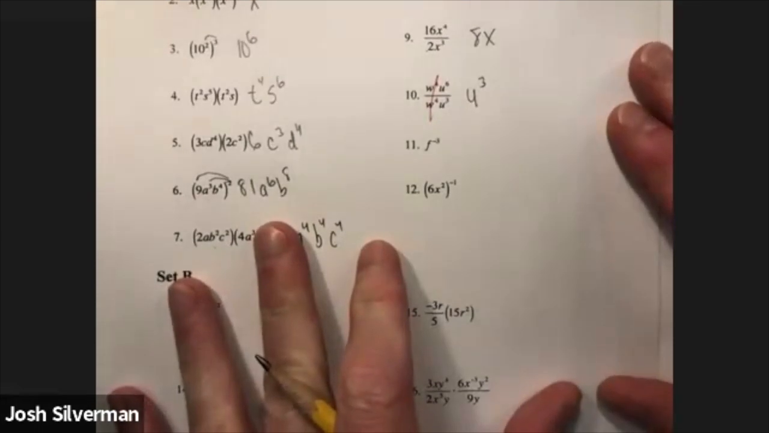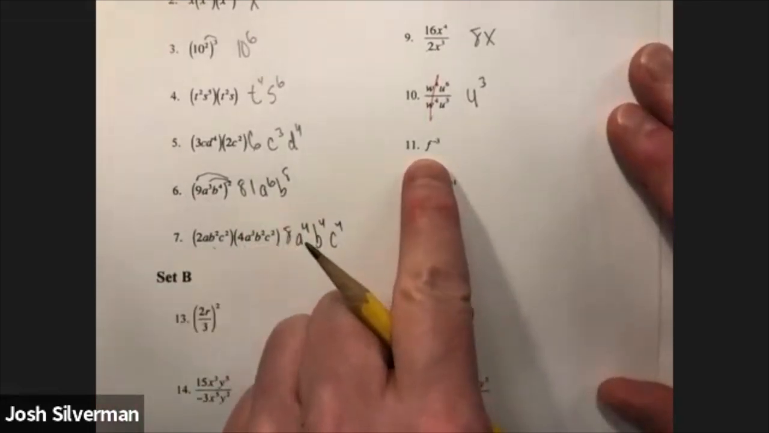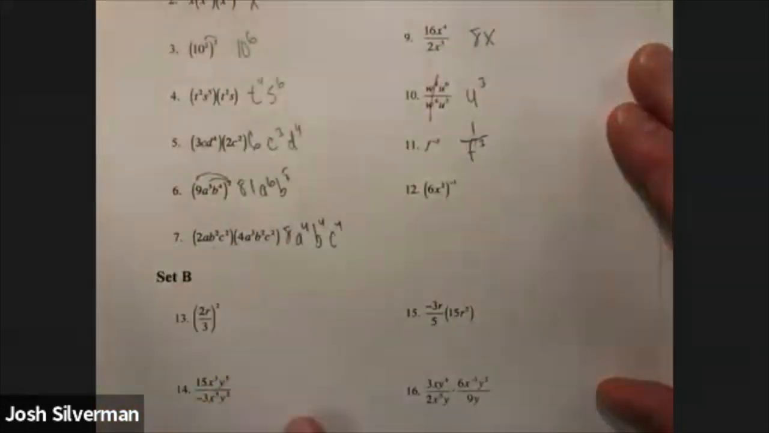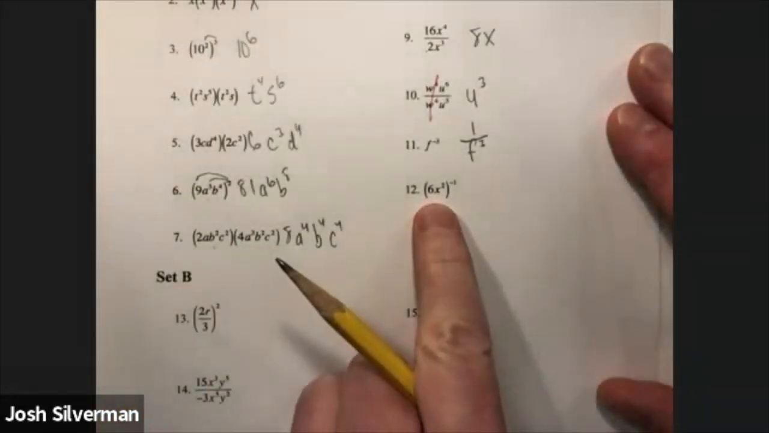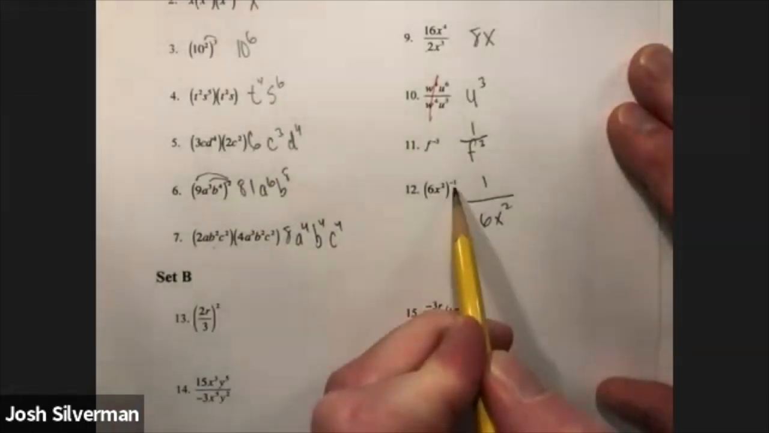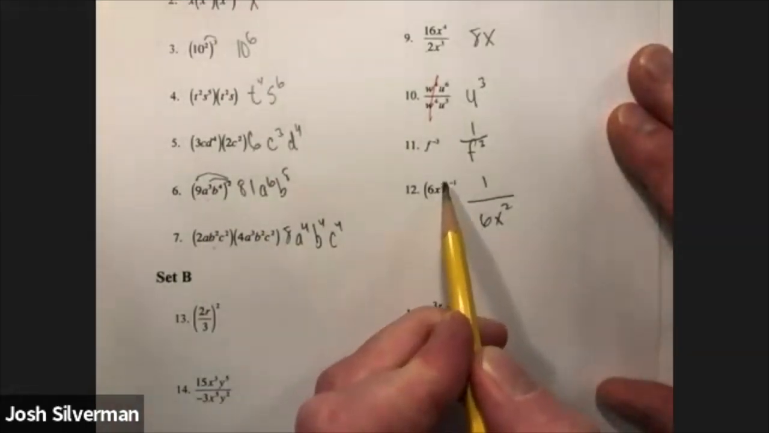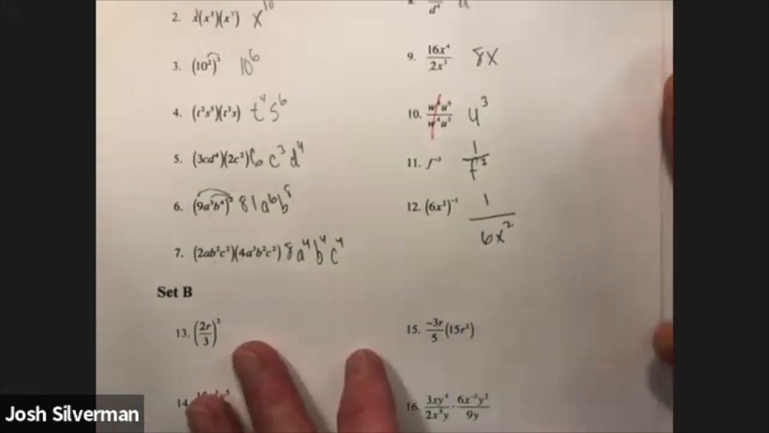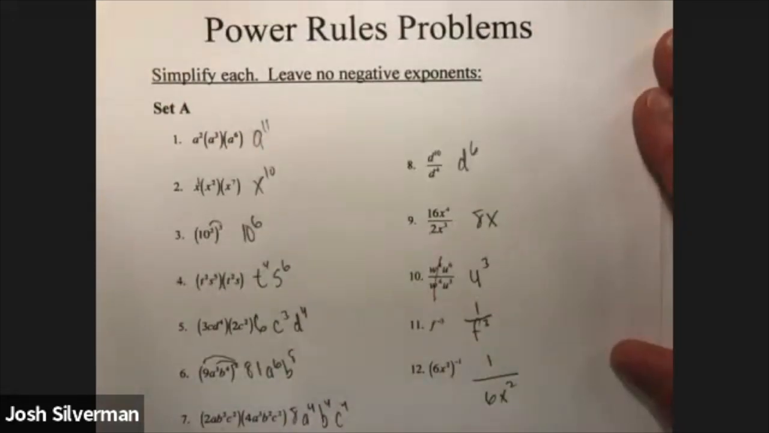Number 11. Negative exponent can never make a number negative. What does it do? It flips it. F to the negative 3 is 1 over f to the positive 3. 6x squared to the negative 1. It flips it. 1 over 6x squared. Anytime that you've got something in parentheses and a negative 1, it just literally flips that whole thing down to the bottom. All right, set A, those are the really important ones.